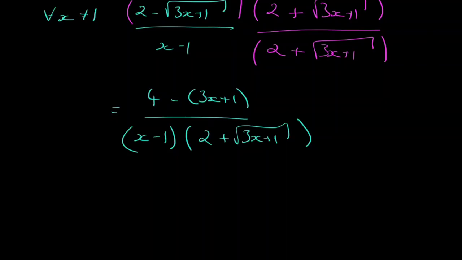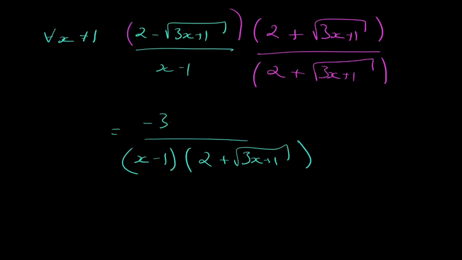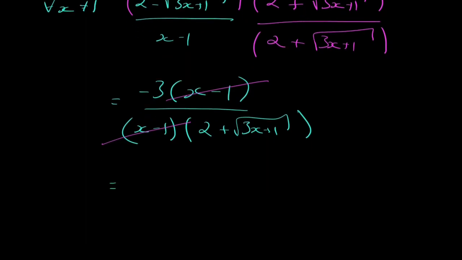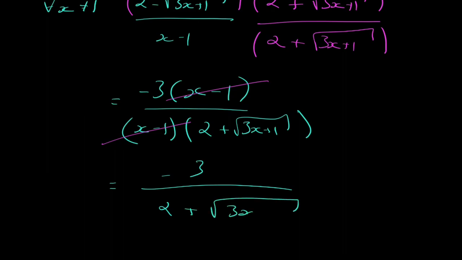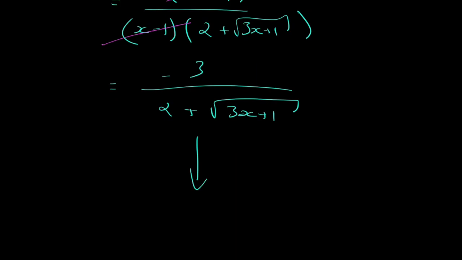Now let's simplify the top of the equation. We have this thing that's equal to 4 minus 3x minus 1. Perfect. Which is equal to minus 3x plus 3, which is equal to minus 3 times x minus 1. And now we can easily simplify the x minus 1 at the top with the x minus 1 at the bottom. And we have minus 3 over 2 plus square root of 3x plus 1. And this thing has an easy limit.